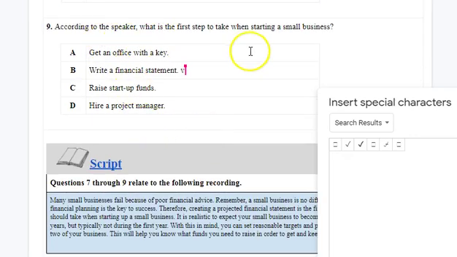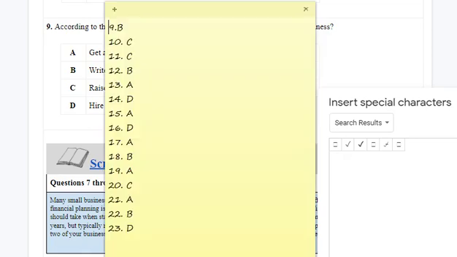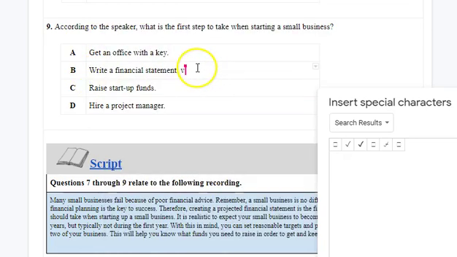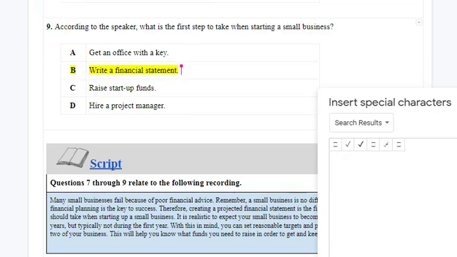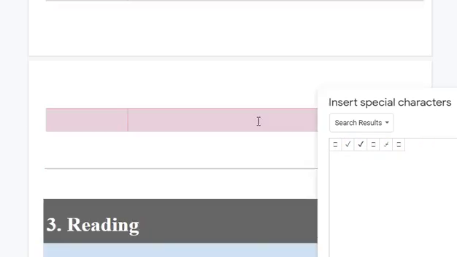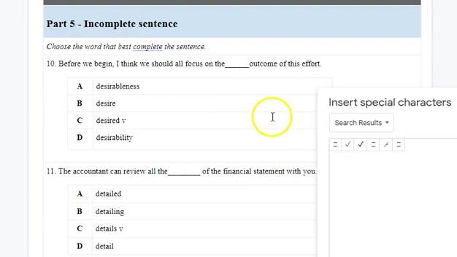So, according to the speaker, what is the first step to take when starting a small business? B. Write a financial statement. Very good. Do you have questions, Abel? No. Okay. Let us proceed to reading.